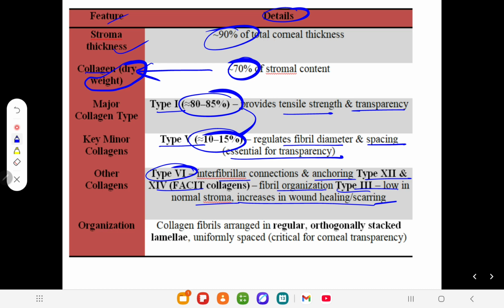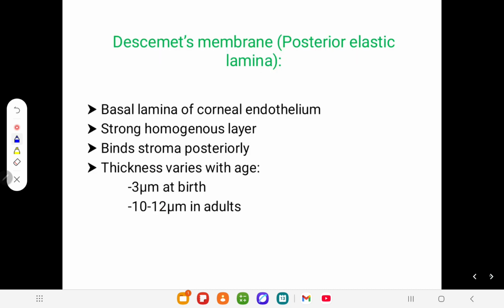Okay, so the organization is collagen fibers arranged in regular orthogonal stacked lamellae, uniformly spaced, which is very important in corneal transparency. Isn't it the Maurice theory? Yes, we will definitely talk about it in the next or next to next class.